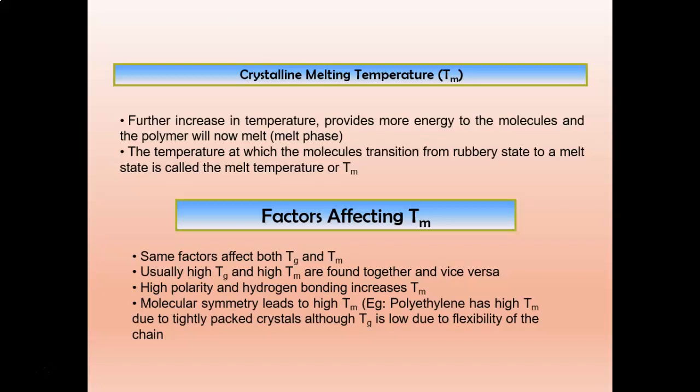Usually, high Tg and high Tm are found together. If Tg increases, Tm also increases. And high polarity and hydrogen bonding will increase the melting temperature. Basically, molecular symmetry leads to high melting temperature. For example, PE has high Tm due to tightly packed crystals, although Tg is low due to the flexibility of the chain.